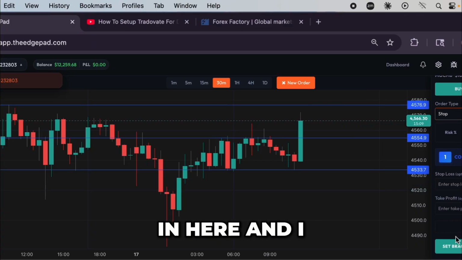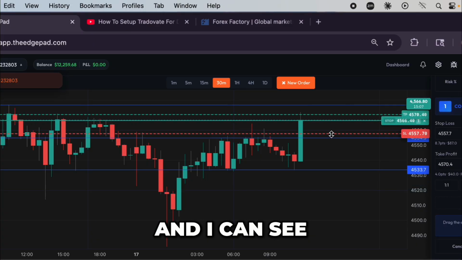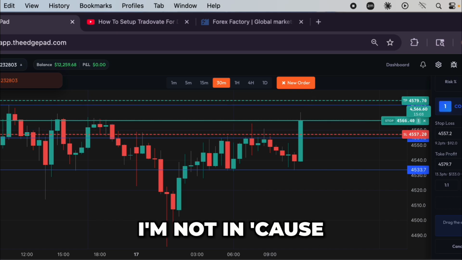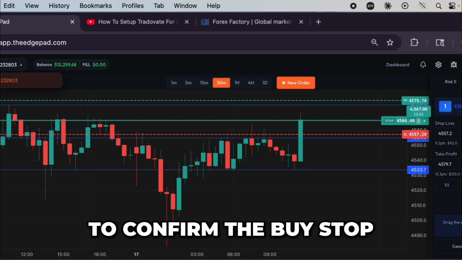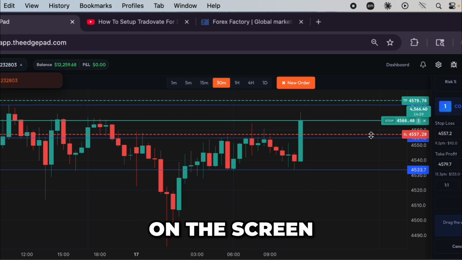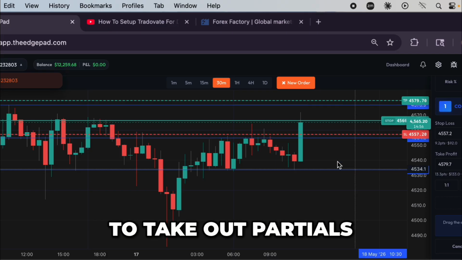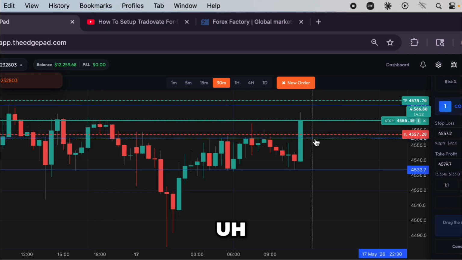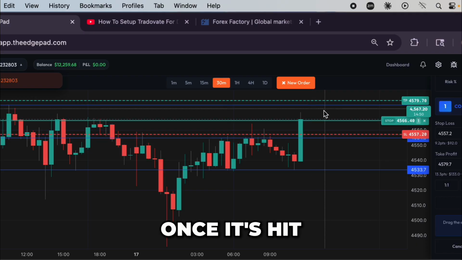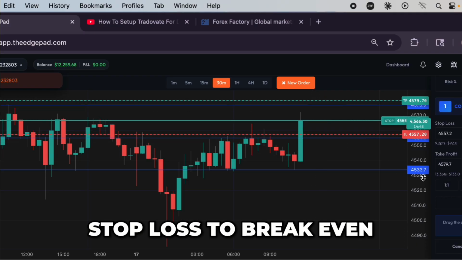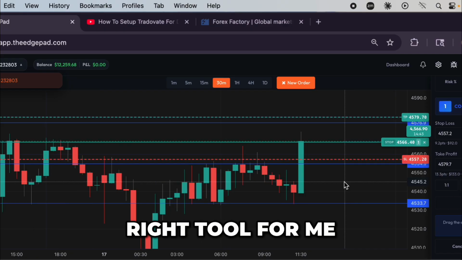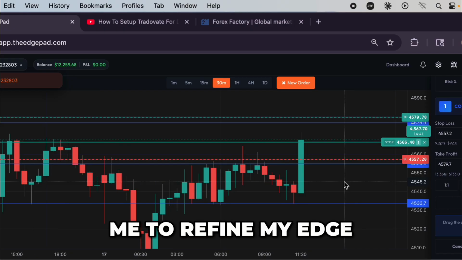And I can come in here and I can place my brackets and I can see what I'm risking before I enter the trade. And even if price hits this, I'm not in, because I actually have to confirm the buy stop. And once I do that, then it locks it on the screen. Then it allows me to take out partials. Okay, I can set where I can have a partial set. Once it's hit, I can move my stop loss to break even, and I can just have better trade management overall.